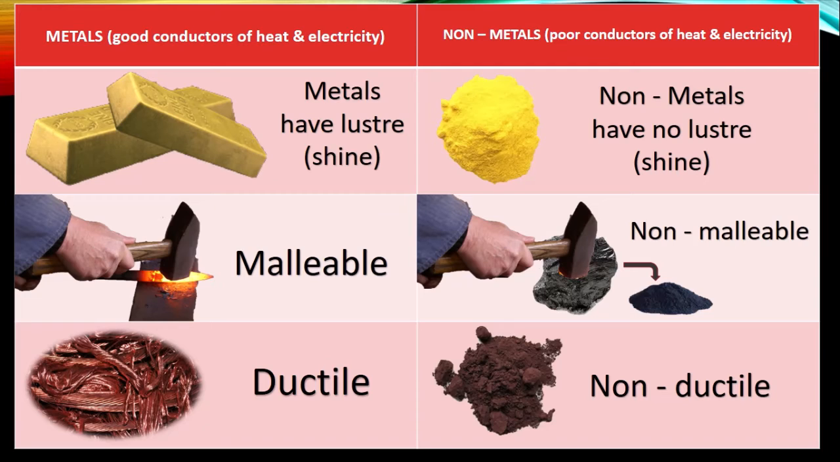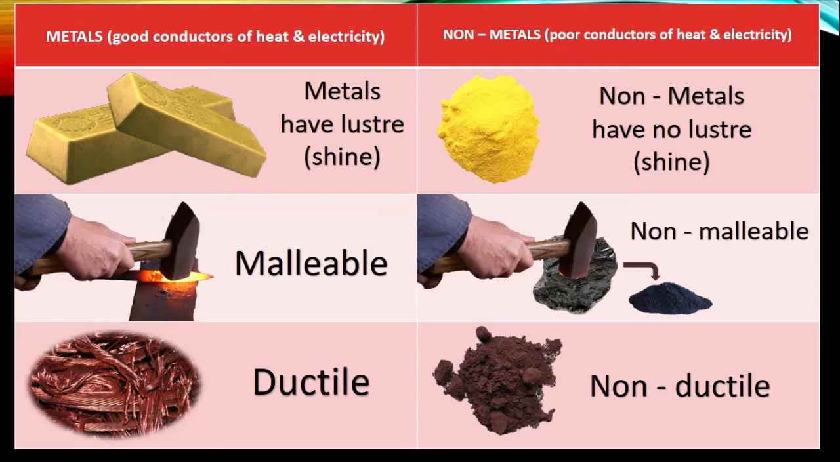Now, metals such as gold and silver have luster, meaning they shine. Metals like aluminium and iron are malleable, meaning they can be beaten into sheets. And elements like copper can be drawn into wires, so it's ductile. And all these elements conduct electricity.